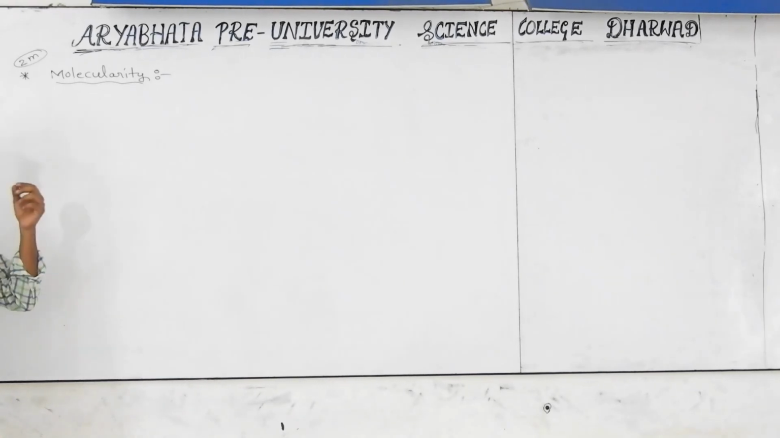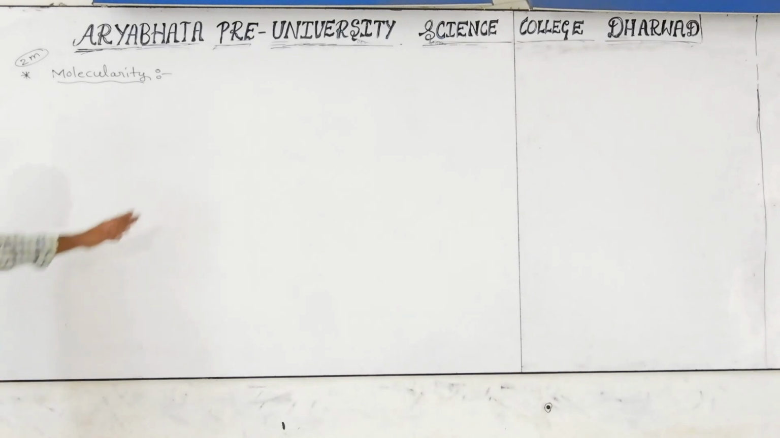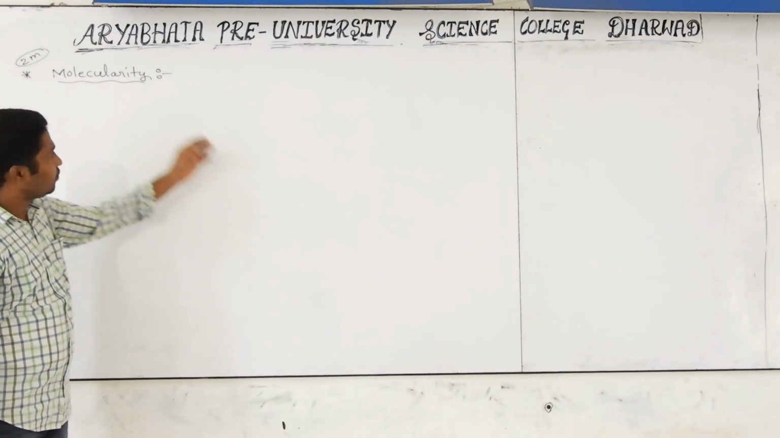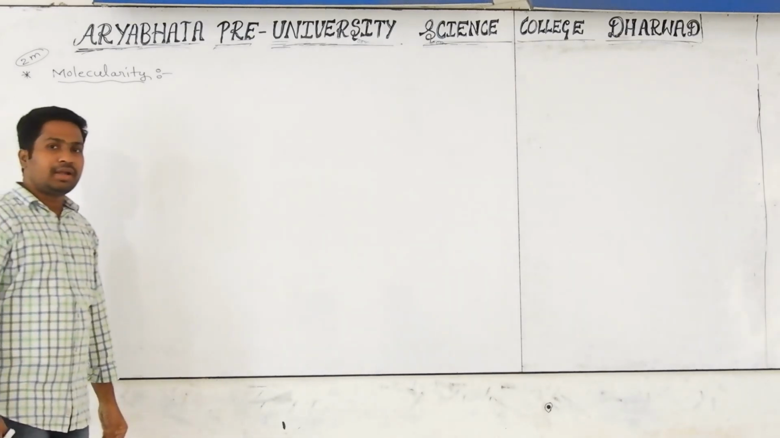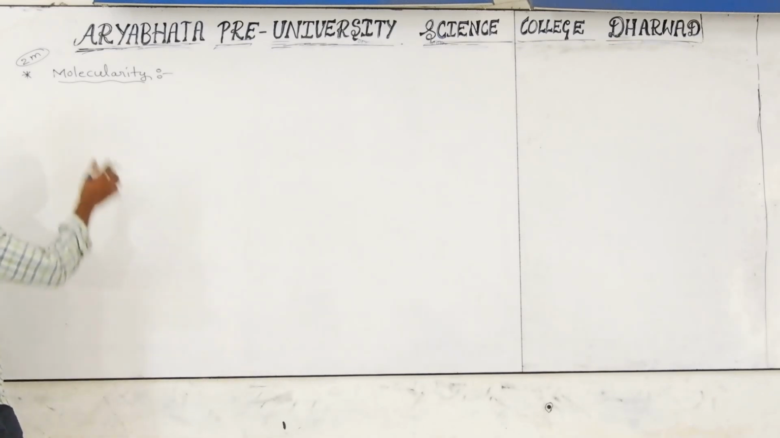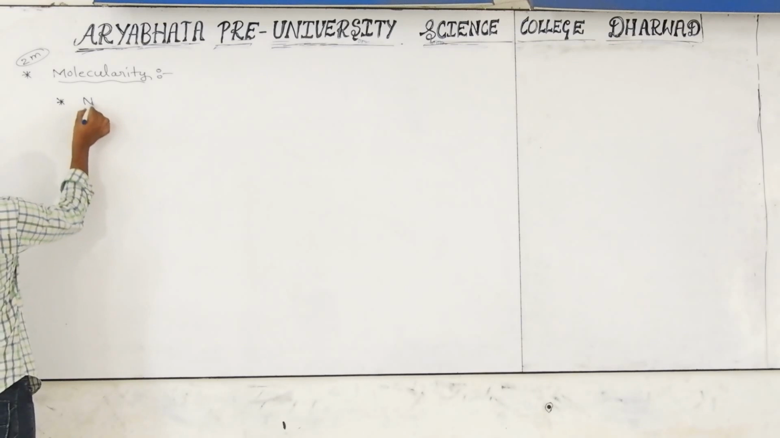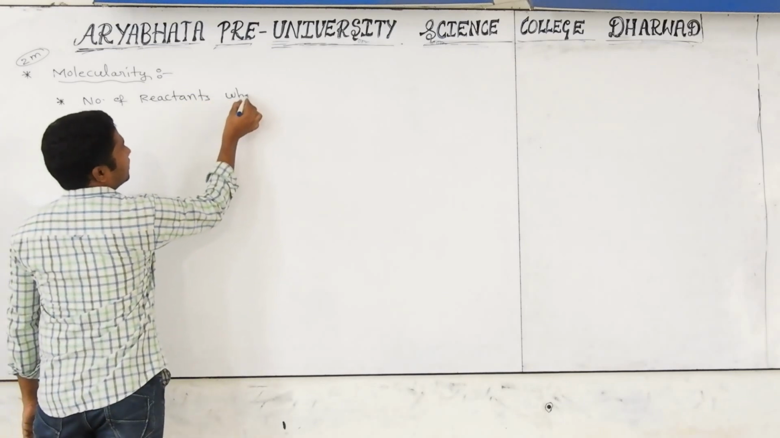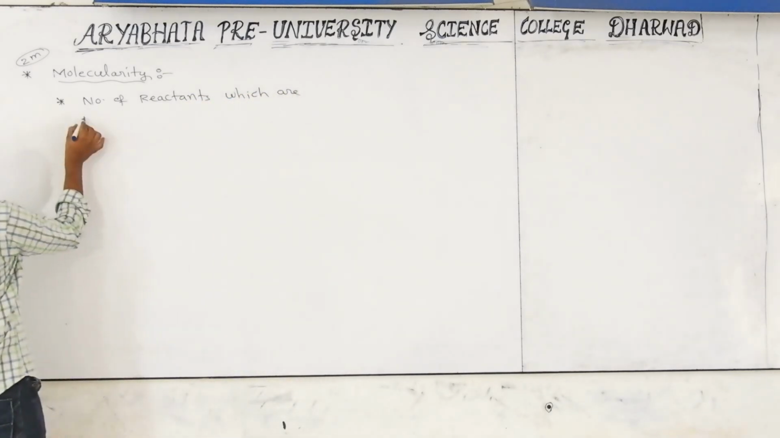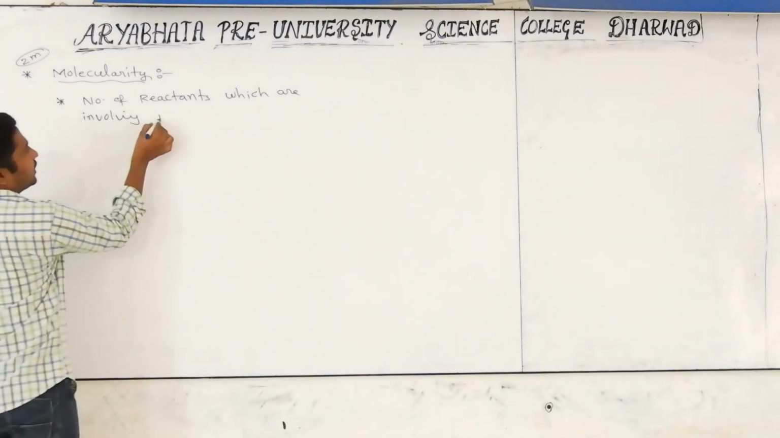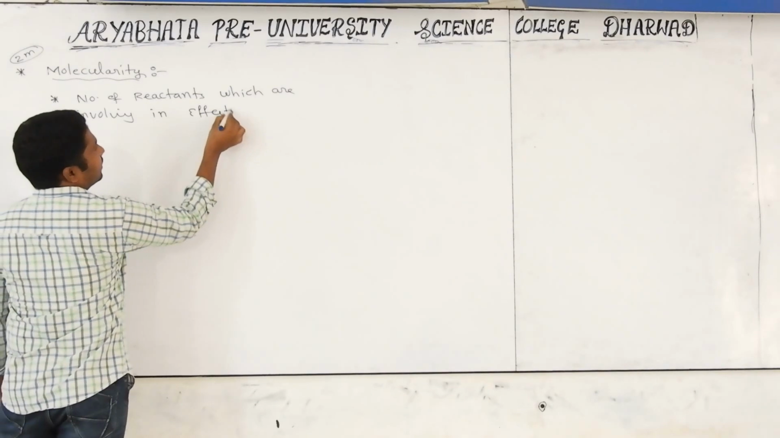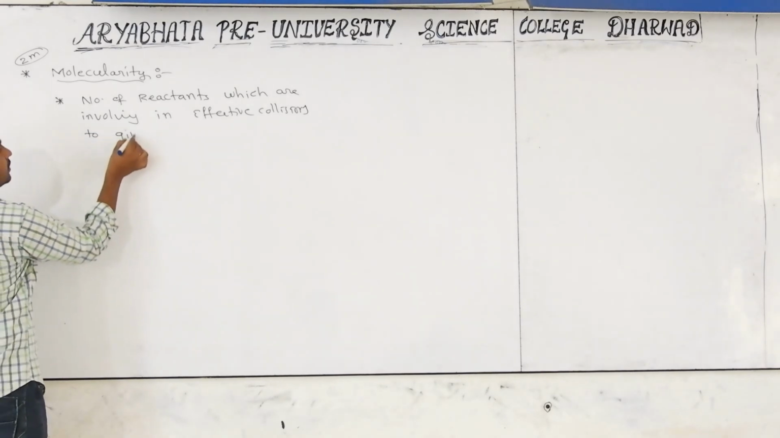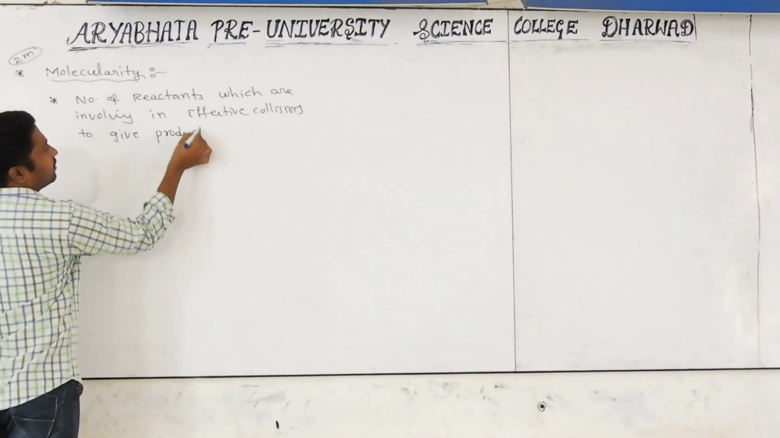Okay, we will see one more small concept, molecularity. Already, just now, we covered order and different types of order, zero order as well as pseudo first order reaction. Now we are discussing one more small concept, molecularity. What is the meaning of molecularity? We will see. First, I will write the definition. It is nothing but the number of reactants which are involved in effective collisions to give the products. I will explain everything very clearly.